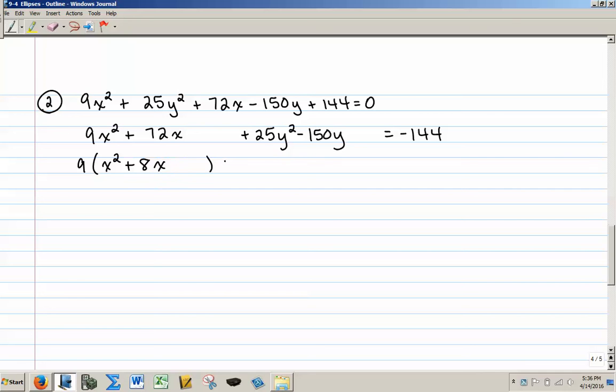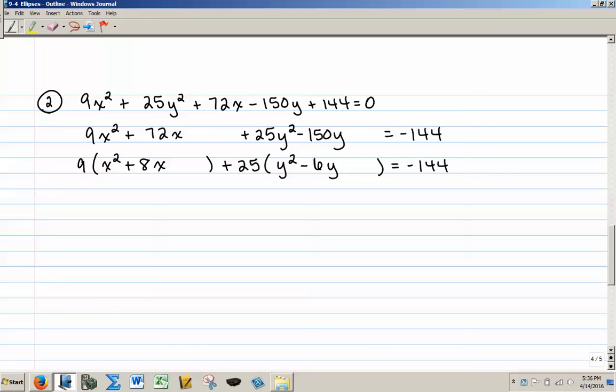And I have to factor out a 25, and I also have to factor that out of the 150. So that's going to leave me with 6y. Okay. And now to complete the square.